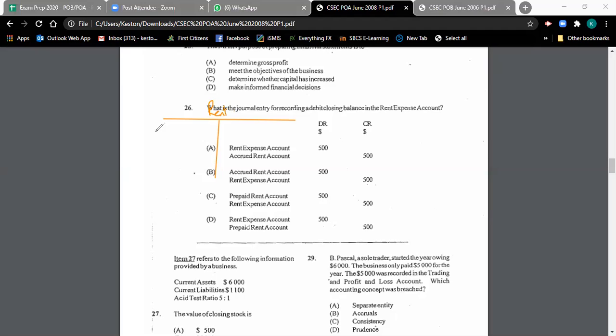So if we paid rent for the year, let's say we paid cash 400, and rent for the month should be $1,000. This is the debit closing balance you're talking about here. This guy. So this is what? Accrued or prepaid? Which one? 1,000 should be rent. You only pay 400.